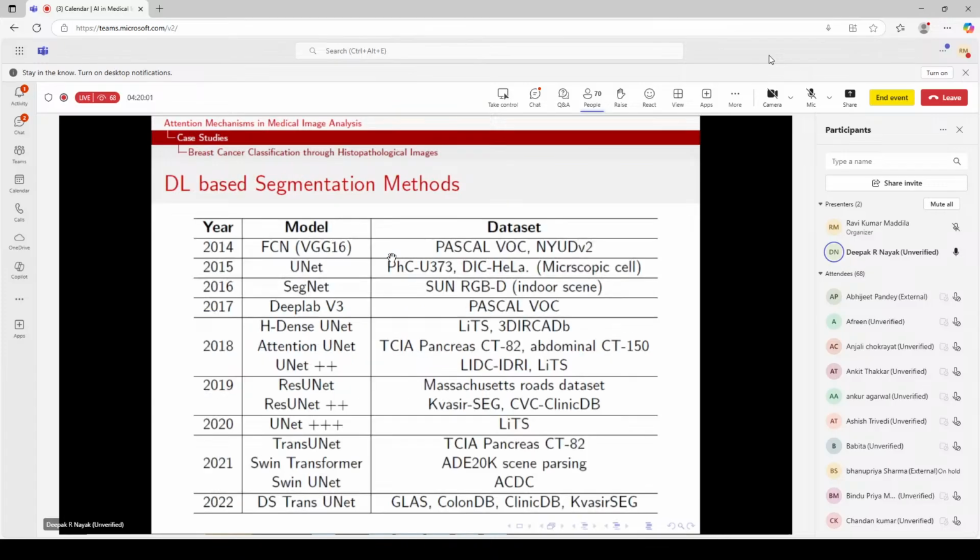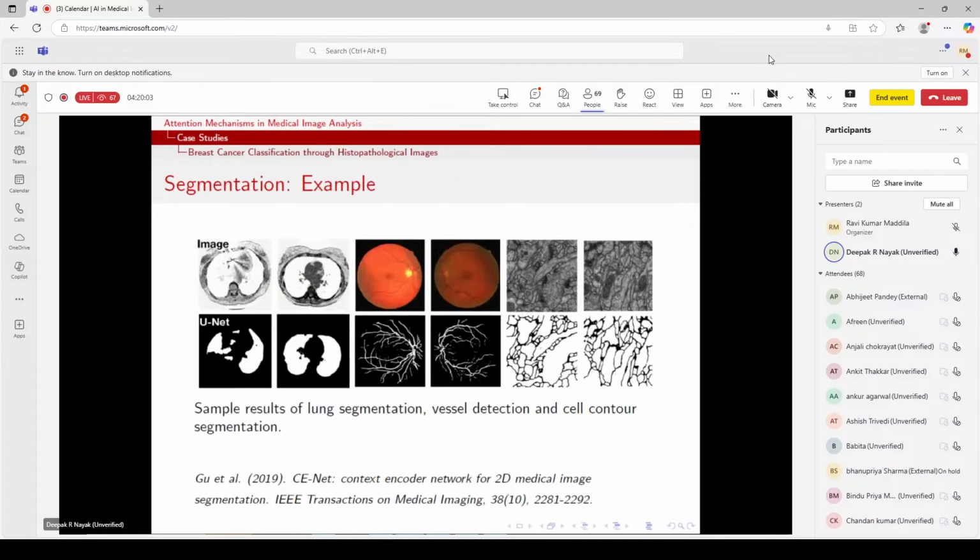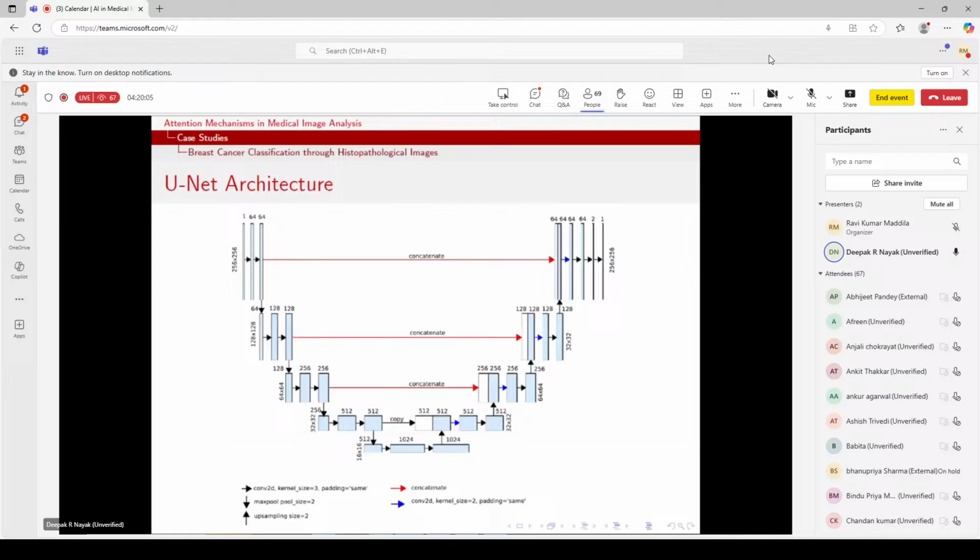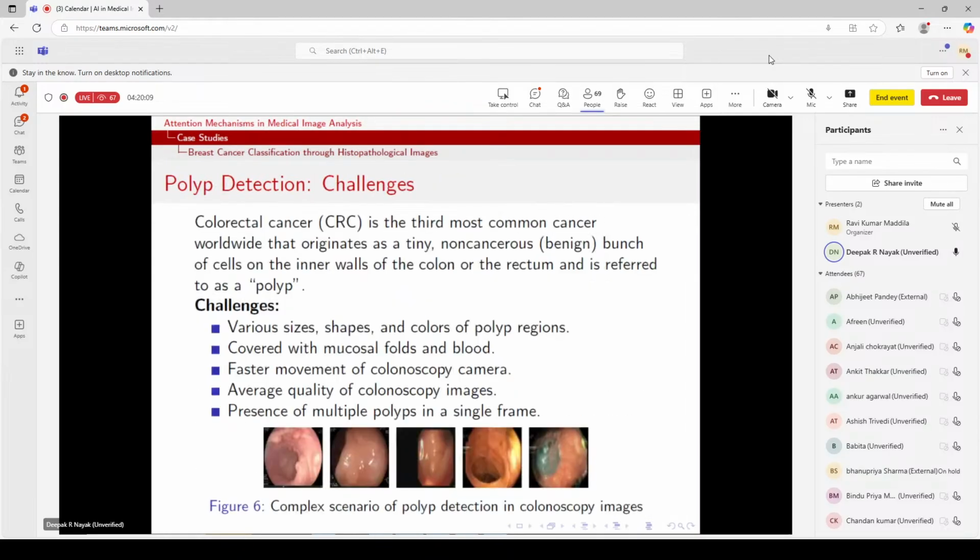Another work which we have recently done is similar, but we have applied it to a segmentation problem, which is polyp segmentation. Maybe Dr. Davis will talk more about it, because his talk is basically on this particular part, gastrointestinal disease, and how colonoscopy images are used to detect the polyps.